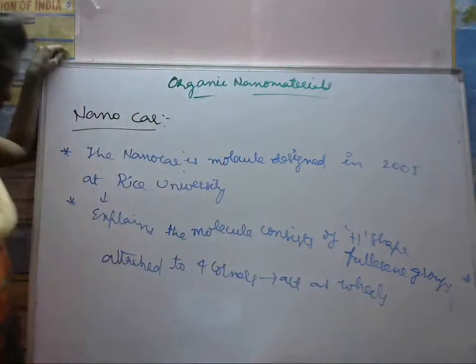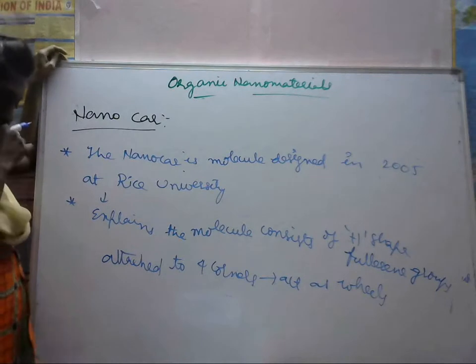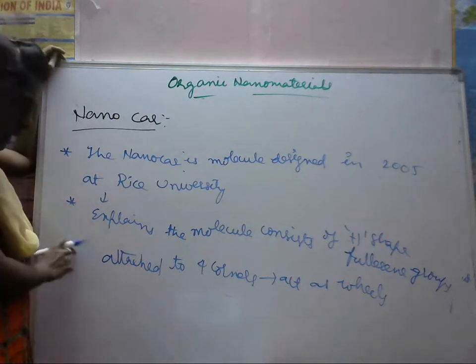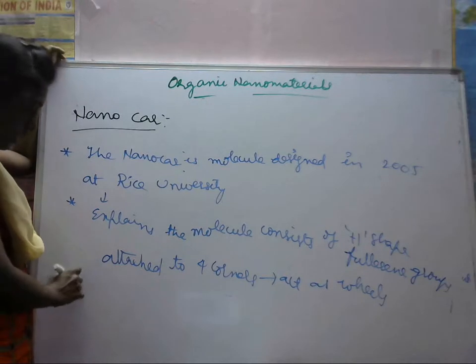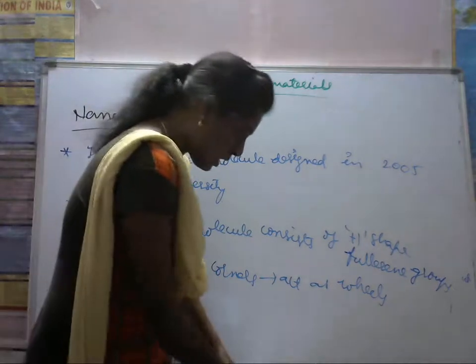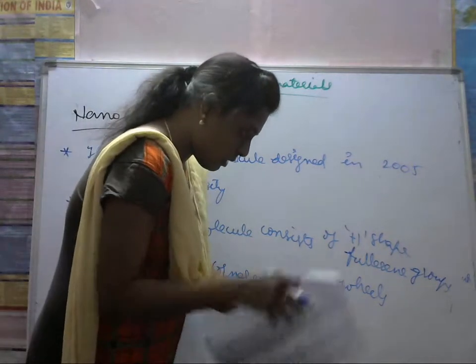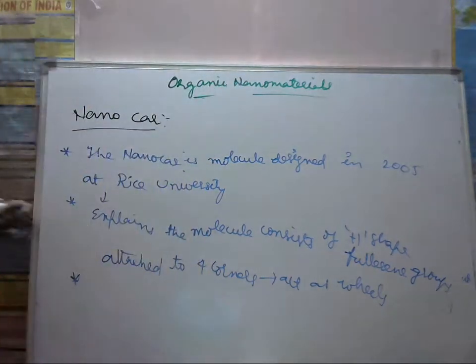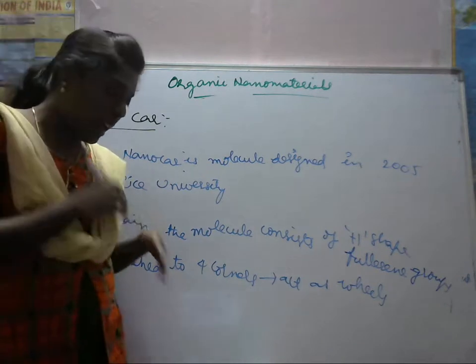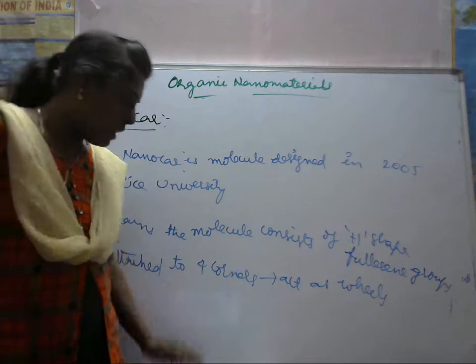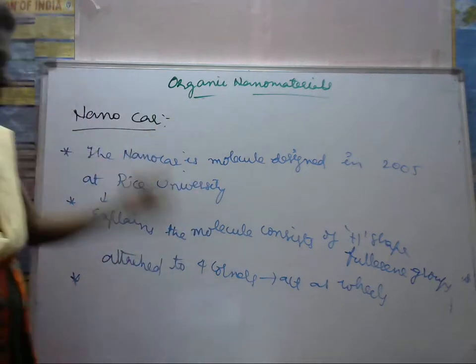The original nanocar doesn't contain a molecular motor, hence it is not a real car. The fullerene wheels are able to roll, meaning it moves about the axles, because the fullerene wheels are fitted to the axles. Let's see the structure of this nanocar.